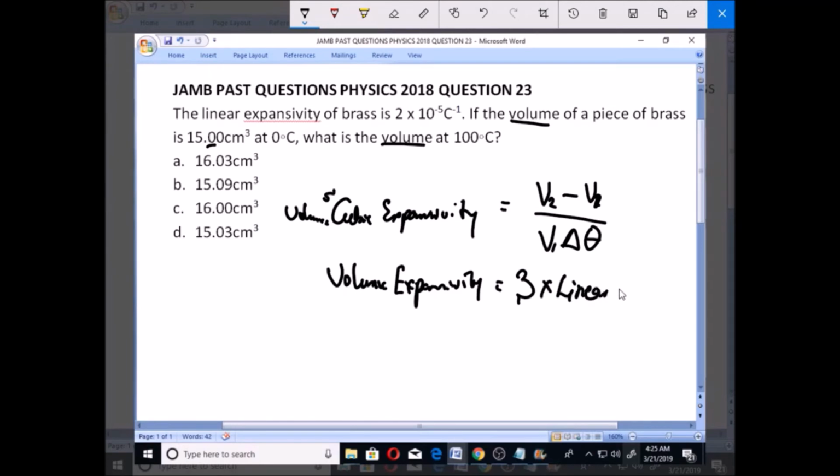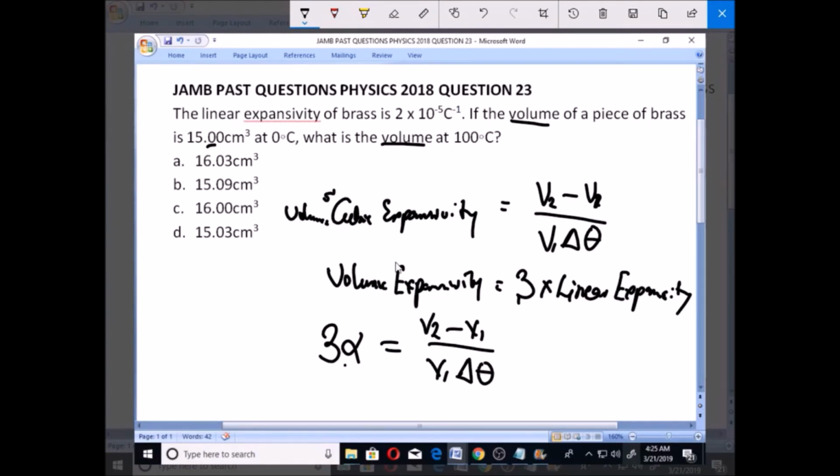So in case you are not given the value of your volume expansivity, you can get it from the linear expansivity value that you are given by simply multiplying it by 3. So we are given the linear expansivity, and 3 times the linear expansivity gives us the volume expansivity, which is equal to the final volume minus the initial volume, all over the initial volume times the change in temperature. With that, we can simply solve this because all these are already given.